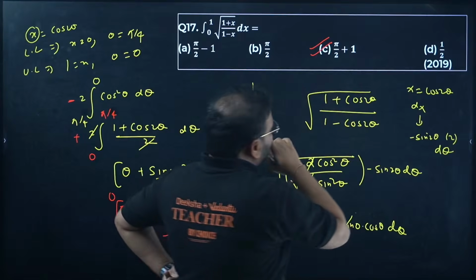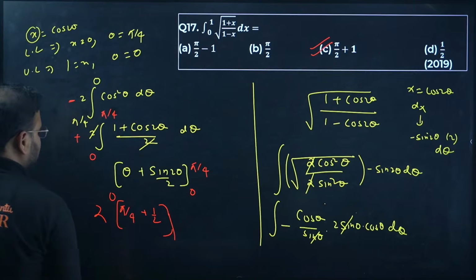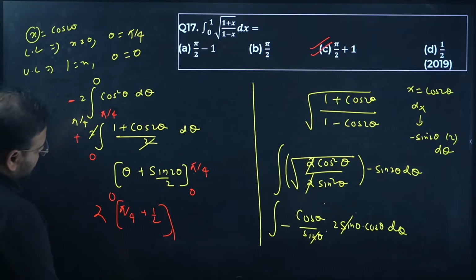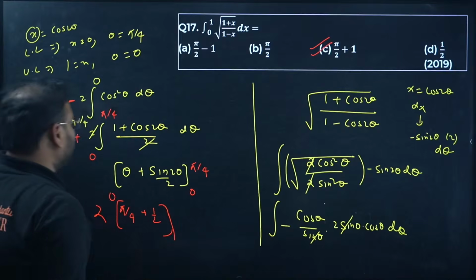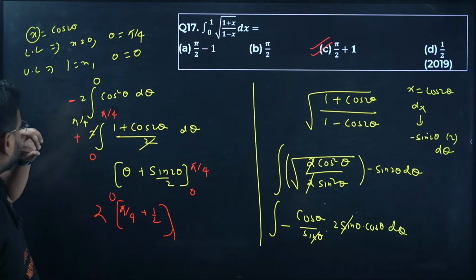Can you help me understand where I have made a mistake? Because I remember this should be multiplied with 2 to get the answer as pi by 4 plus 2, right? When you put this as pi by 4, sine 2 theta means simply 1. This 0 and this will be again 0. So a 2 is missing somewhere.